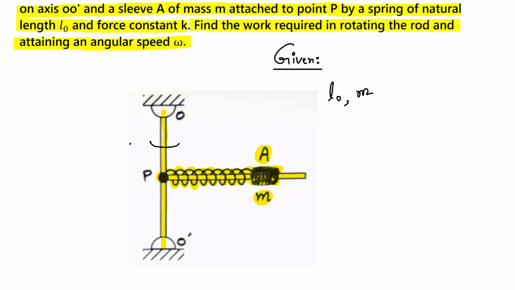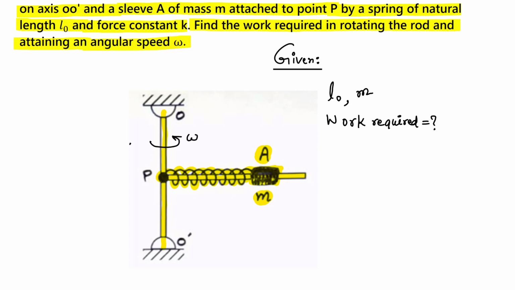Now it is said that this rod is rotating with angular velocity omega. Initially it was at rest. Now it has started to rotate, and finally the angular velocity is omega. So the question asks how much work is required to rotate this rod and finally attain an angular velocity of omega. We have to find the work required. One hint we already have is work required. This means we have to use the work energy theorem.